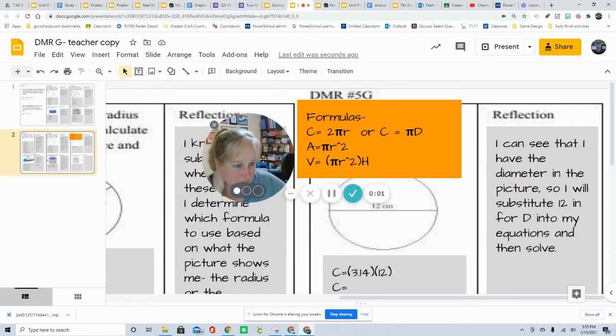Okay, I've already done some typing just to kind of help you guys out. I put the formulas, those should be on the quiz when you have the quiz the next time we come. I've put my reflection so that we start thinking about what we're actually doing.